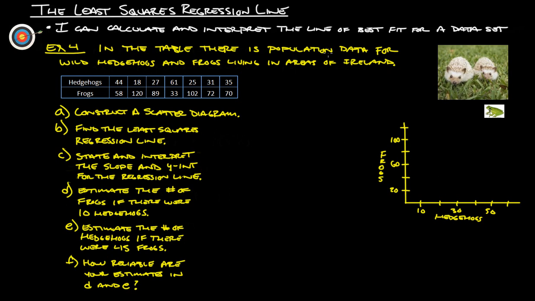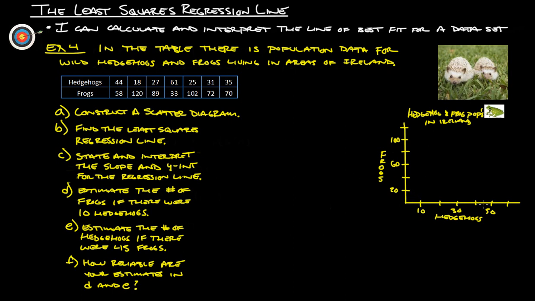It's population data for wild hedgehogs and frogs living in areas of Ireland. So let's call this hedgehog and frog pops in Ireland. To create our scatter diagram, we're going to basically sketch these on here. Whenever you're doing these for the assignments, I just want you to sketch it. Don't go through and measure everything off. Just roughly get the idea, okay?